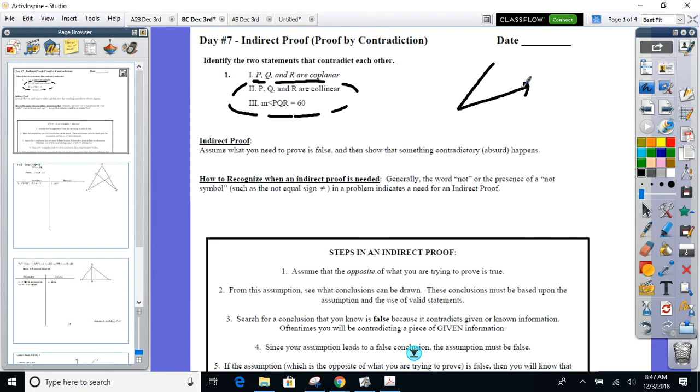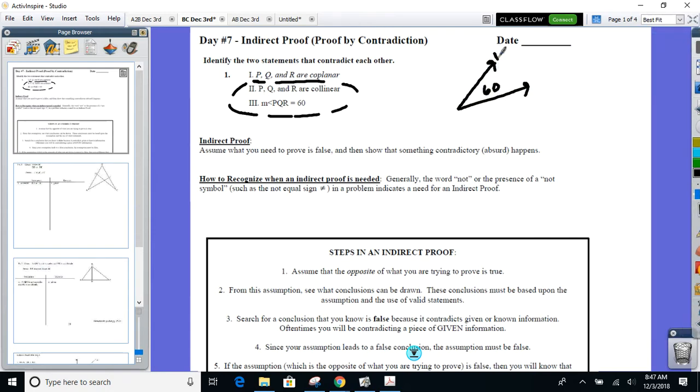If I draw angle PQR being 60 degrees, are P, Q, and R collinear? No, because they're not on the same line. That's impossible. It cannot happen. So statements 2 and 3 contradict each other and can't happen at the same time. That's the philosophy, the thinking we're going to use to solve these proofs.